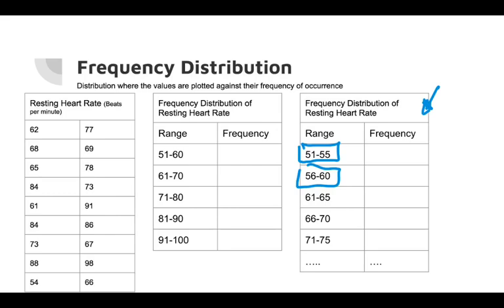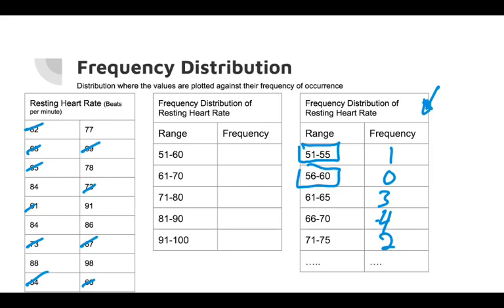So then I could come back to my data to see what fits. Anything between 51 and 55, I go down and look, there's one value there. 56 to 60, there are 0 values. 61 to 65, so there's 1, 2, 3, just 3 of those. 66 to 70, 1, 2, 3, 4. And then 71 to 75, 1, 2, okay.